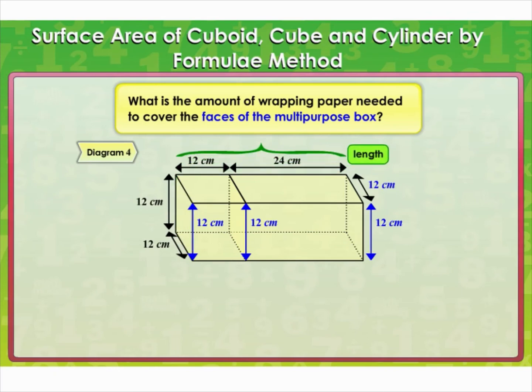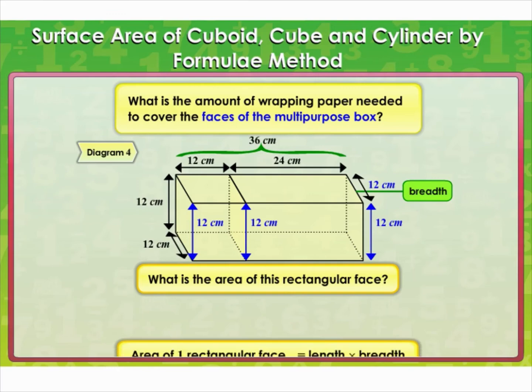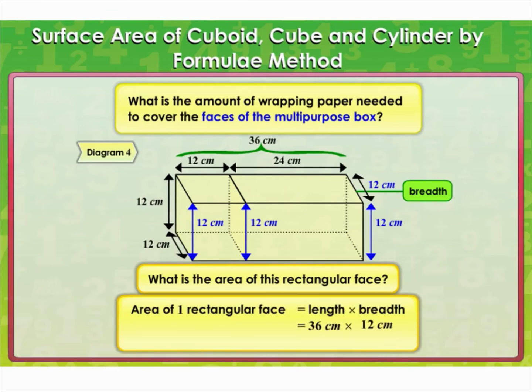What is the length of the shape? Add the length of the cube and the cuboid. 12 centimeters plus 24 centimeters equals 36 centimeters. The length is 36 centimeters. What is the area of this rectangular face? Multiply the length 36 centimeters by the breadth, which is 12 centimeters. That gives 432 square centimeters.